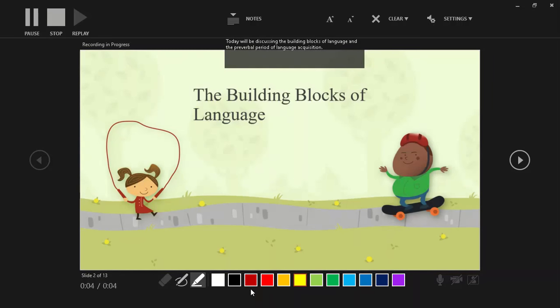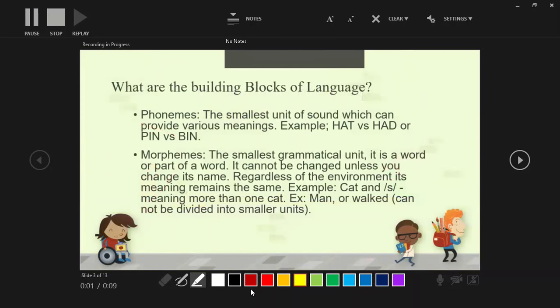Today's topic we'll be discussing is the building blocks of language. What are the building blocks of language? They're made up of phonemes, morphemes, semantics, and grammar. But the first one we're going to be discussing is phonemes. It is the smallest unit of sound, which can provide various meanings.